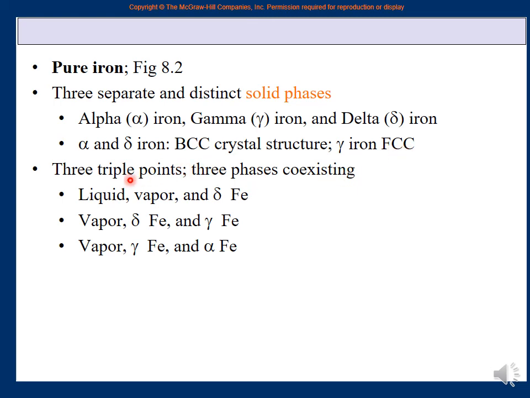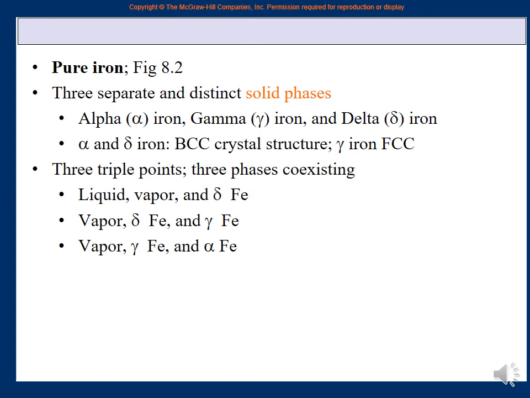And we just told you about triple points where all three phases coexist together. So there are three phases coexisting at triple points, and there are three of them: liquid, vapor, and solid delta iron. Vapor, solid delta iron, and solid gamma iron. Vapor, solid gamma iron, and solid alpha iron. So you will see on the next page, we will just show you the figure. And this is a remarkable thing.